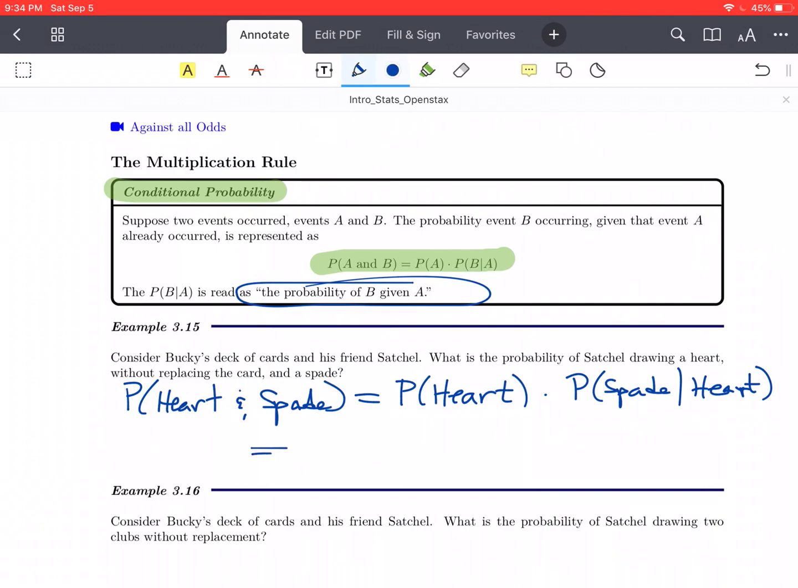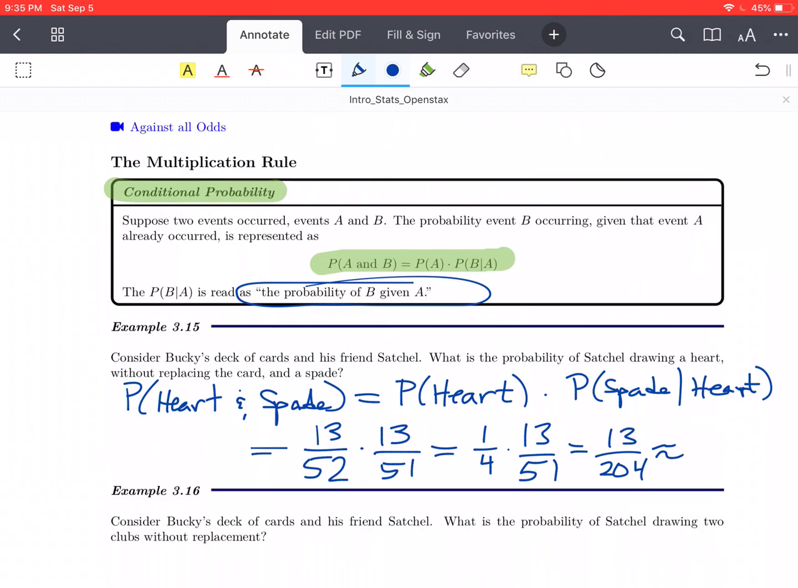So, these events are dependent because it said we're not replacing the card. So the probability of getting a heart is 13 out of 52 times the probability of getting a spade. Well, there are 13 spades in the deck still, but because he took the heart out and did not replace it, we're left with 51 cards in the deck. So that one's 13 out of 51. So this one simplifies to a fourth times 13 over 51, which as a fraction is 13 over 204.